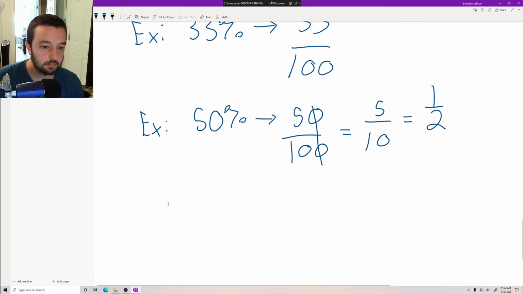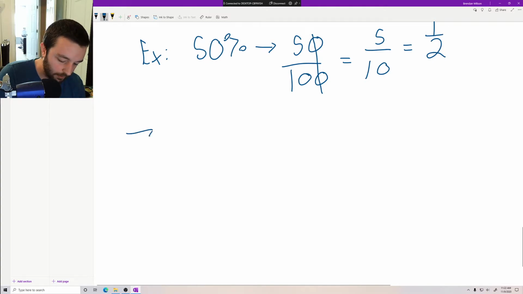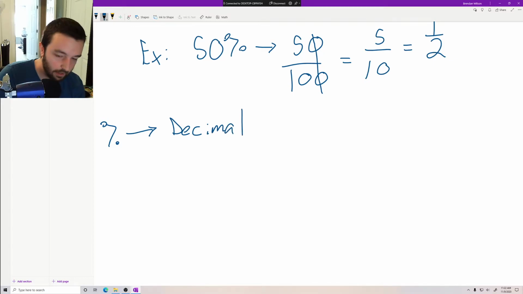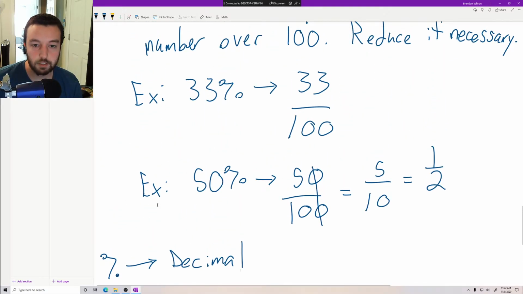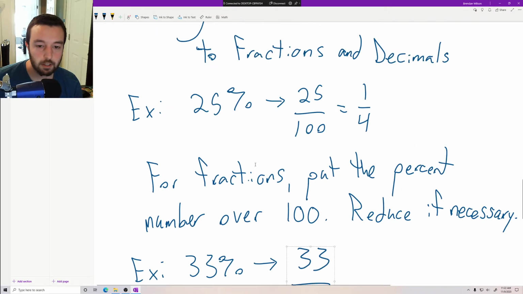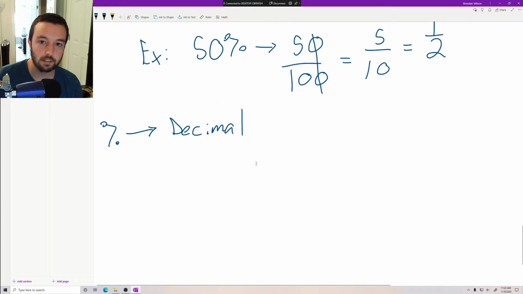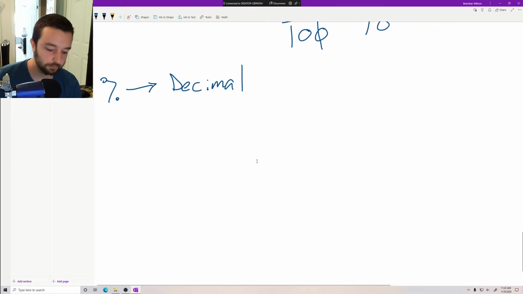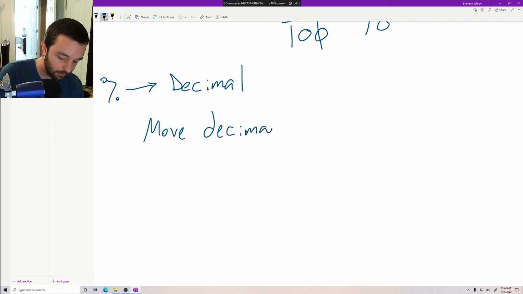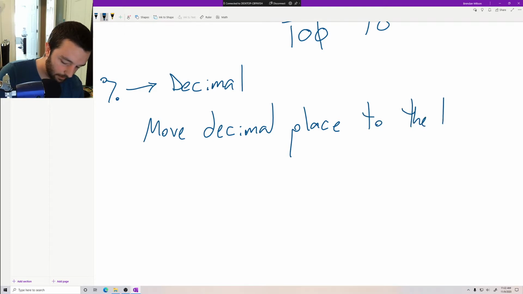So now let's look at going to decimals. Okay, so percent to decimal. This one's actually even easier. Not that this one is too bad, right? We just have to divide by 100. But for the decimals, we don't even really need to do any work. All we have to do is move the decimal place over to the left twice. Okay. So move decimal place to the left twice.